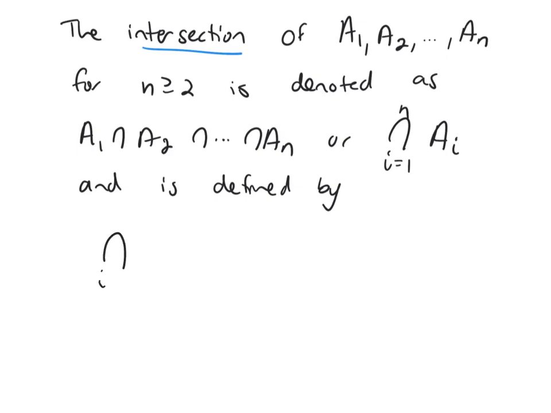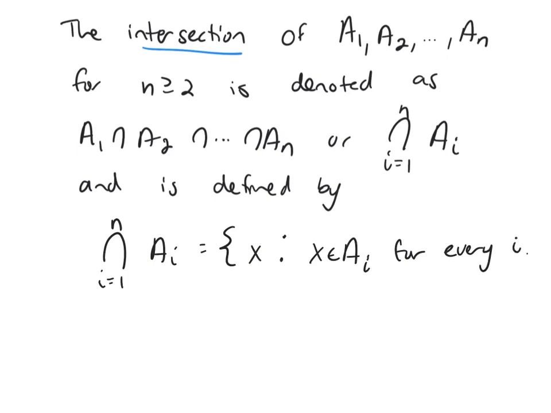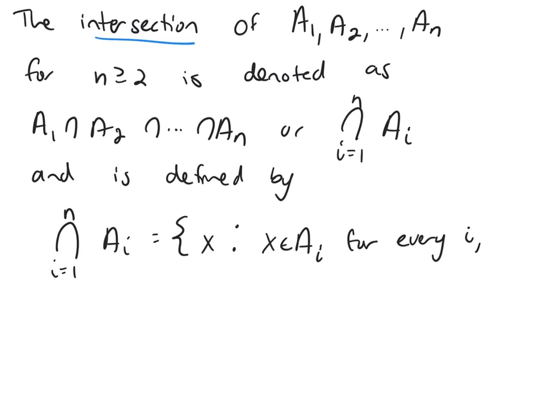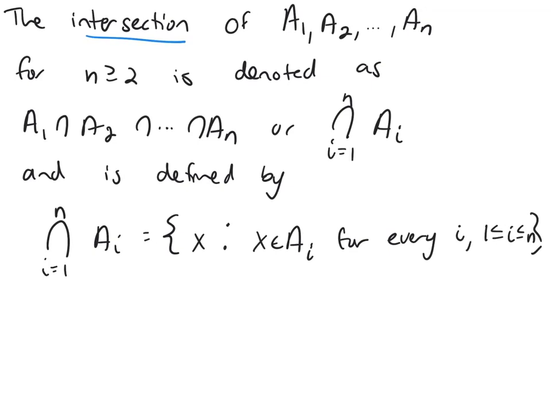the intersection here. It's the collection of elements x, where x has to be in Ai for every i, one less than or equal to i, less than or equal to n. So remember, when you're taking an intersection, you're asking what elements do they have in common. And so if you have an element in the intersection, it has to belong to every set in that intersection.